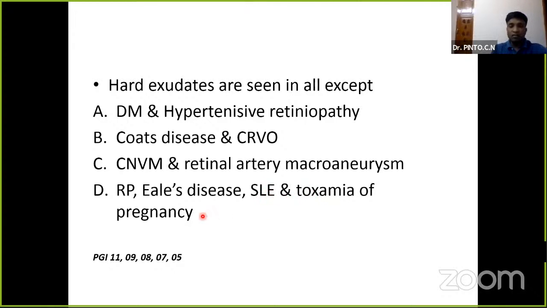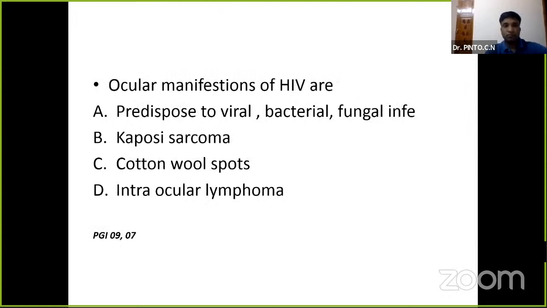Toxemia of pregnancy will cause soft exudates. Okay. In Eales disease, we see something known as a C front. You go back and read what is that C front. Anyhow, you should know in RP, Eales disease, SLE and toxemia of pregnancy, you don't see hard exudates.